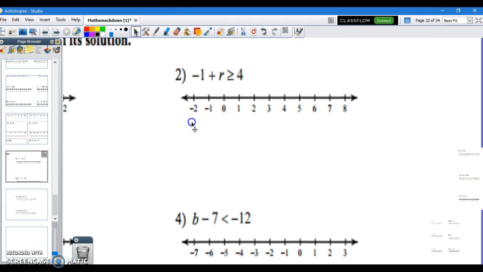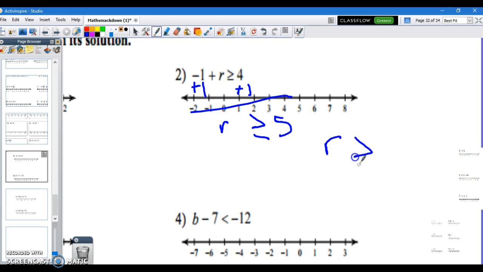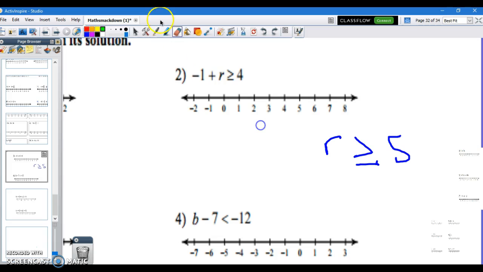Okay? Let's move on. Go and do number 2. Here we are with number 2. I'm going to get rid of this 1 first by adding 1 to both sides. So now I have r is greater than or equal to 5. Circle it in, because remember, or equal to means you're going to fill in the circle.